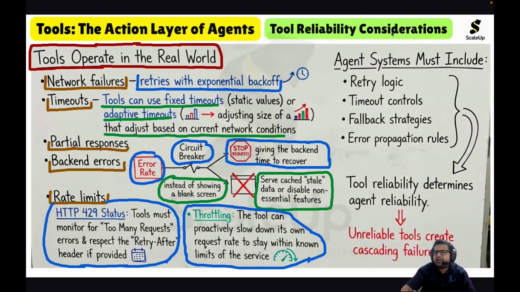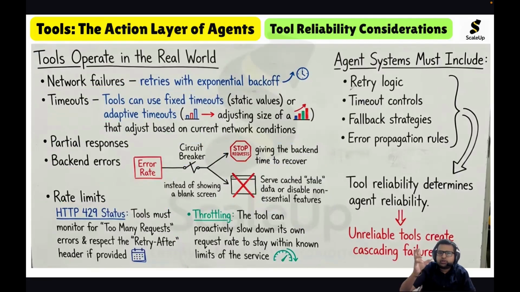So now it's very clear that agents, the tools, operate in the real world. The real world is very uncertain, and reliability is all about handling the uncertainty. So tools must handle network failures, timeouts, partial responses, backend errors, and rate limits.